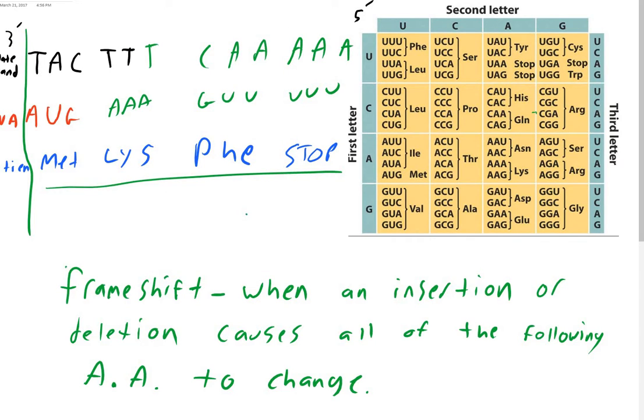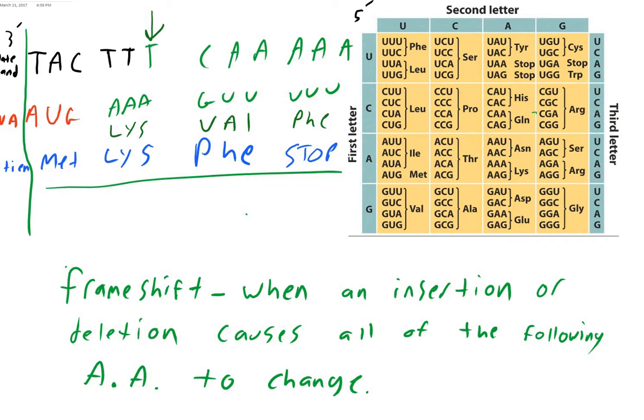So AAA codes for LYS. So that actually still stays the same. Then you have GUU. GUU becomes VAL. Notice how it's no longer PHE. The insertion was here, but we're now seeing it affect the amino acid later on above it. And then now it has AAA, so it's UUU, and then U is now PHE. So instead of being a stop codon here, where this would normally stop, this becomes PHE.